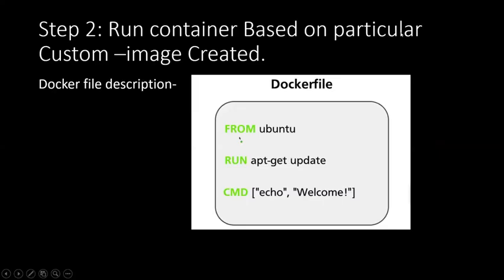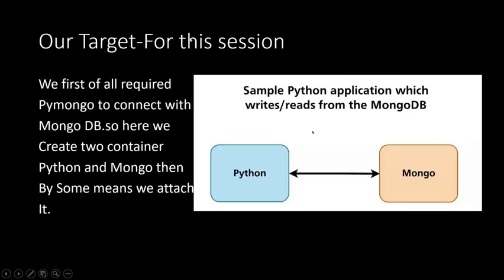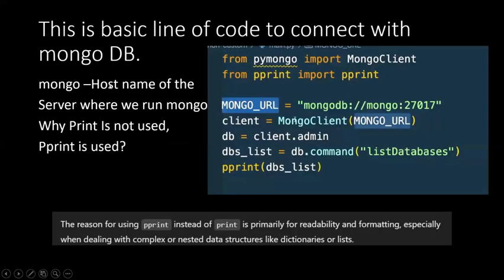So this runs a container based on a particular image. Okay, this is the basic line of code to connect with MongoDB. Here, PyMongo is basically the basic module to interact with your Mongo database. Okay, so we import PyMongo, these are all the default commands. So the Mongo URL is mongodb double slash mongo.